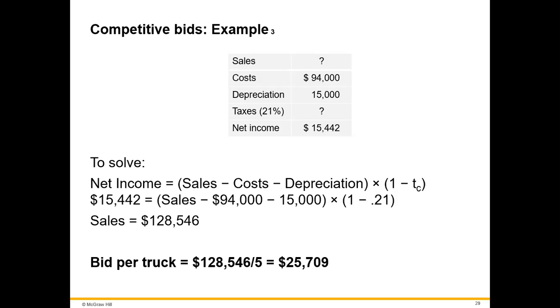So how much bid for each truck so that your sales amount is 25,709 per truck. So be careful. Don't just use operating cash flow because it hasn't taken into account taxes or depreciation. You need to determine how much sales, how much revenue do I need to charge? And that's different than operating cash flow.